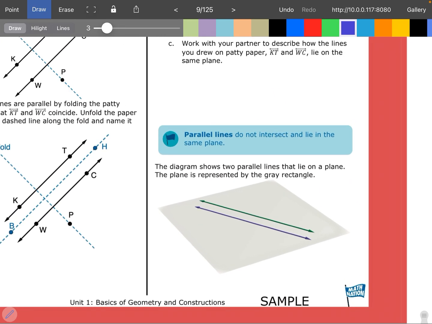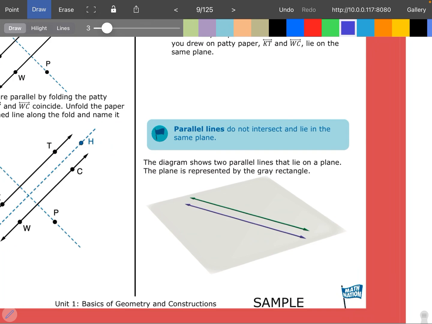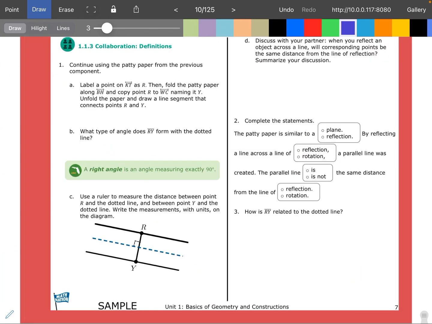Parallel lines lie in the same plane, but they will never intersect each other. You've probably always heard the definition that parallel lines never intersect. While that's true, we have to specify that they are lying on the same plane. You're going to see at the end of this section that we have lines that are on different planes and they don't intersect either.